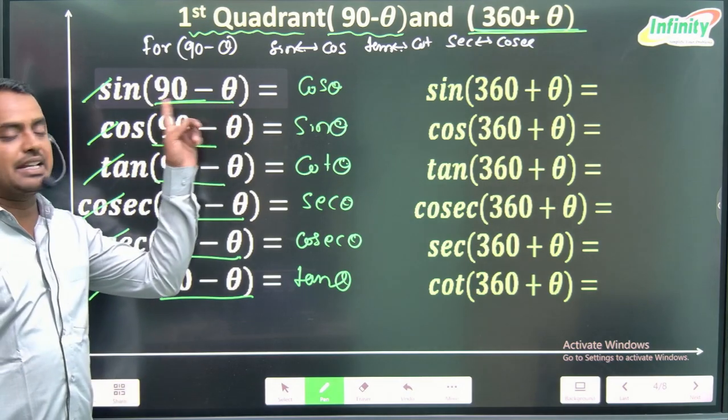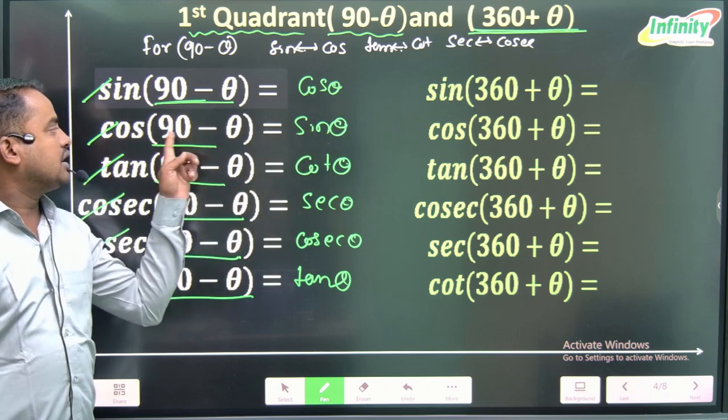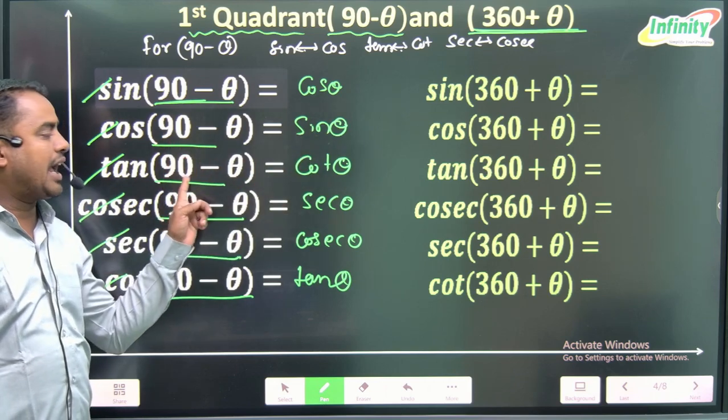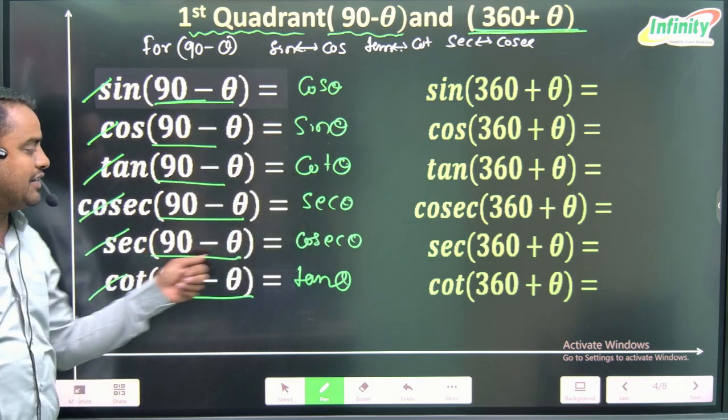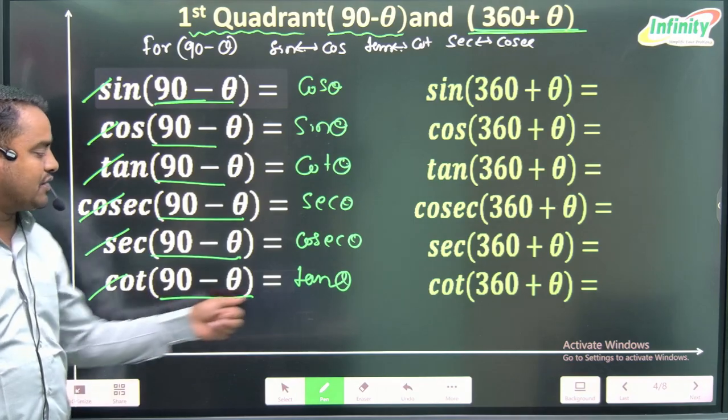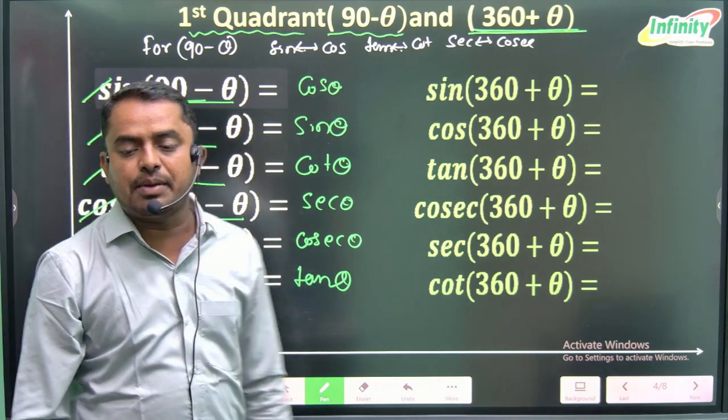In 90 minus theta, sine changes to cos, cos changes to sin theta, tan changes to cot, cosec will change to sec theta, sec will change to cosec theta, and cot will change to tan theta. Now coming to 360 plus theta.